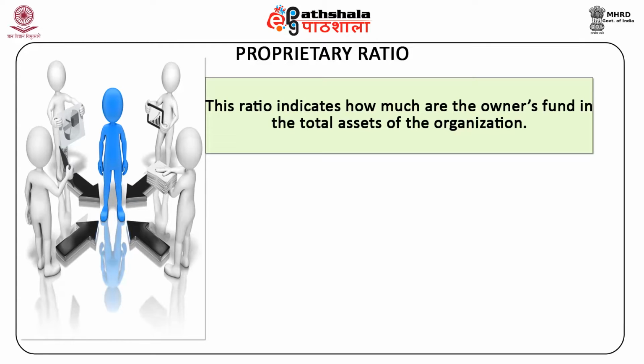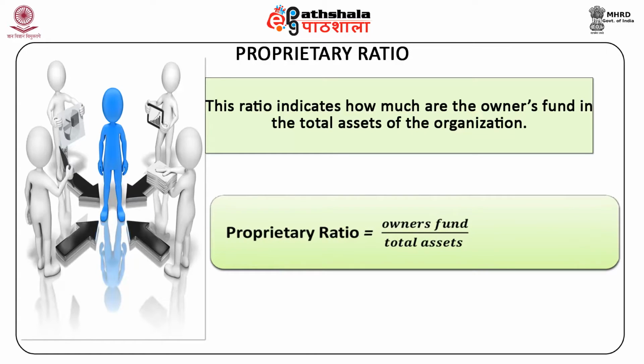Propriety ratio. This ratio indicates how much are the owner's fund in total assets of the organization. It is given by the following formula: propriety ratio is equal to owner's fund divided by total assets.